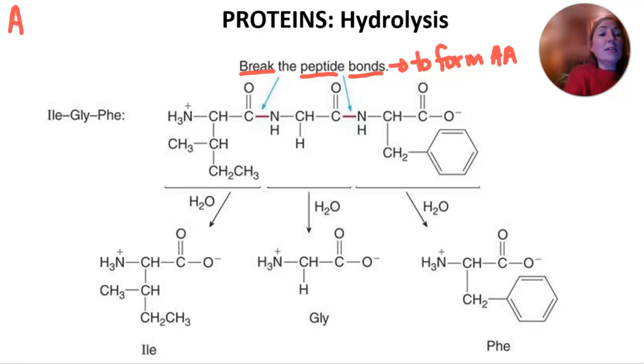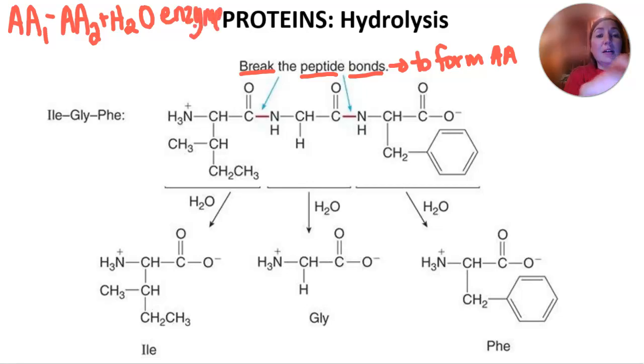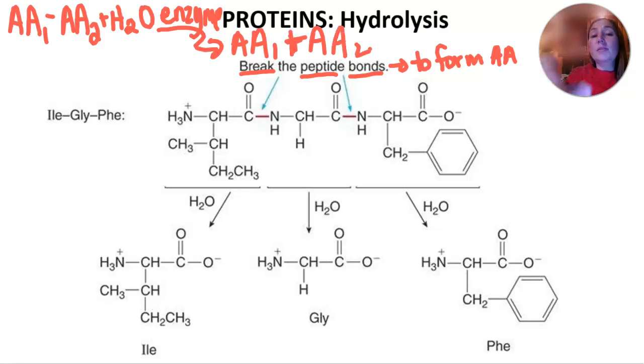So, this is like taking amino acid 1 that's bonded to amino acid 2 in a dipeptide. We would add water. To that, we would need an enzyme. And then we would form individual amino acids, amino acid 1 separate from amino acid 2. So we're really breaking apart the amino acids.